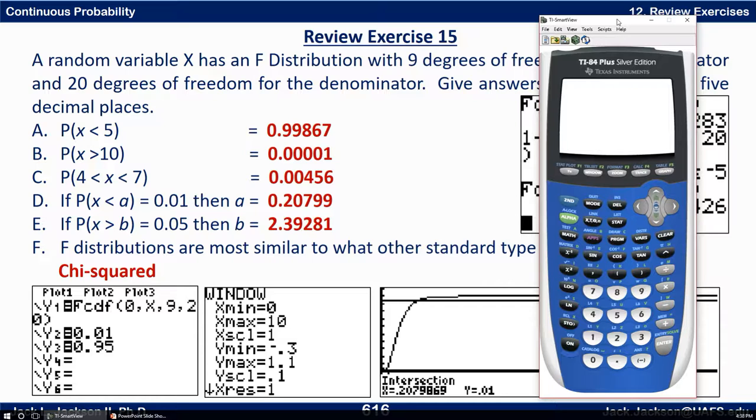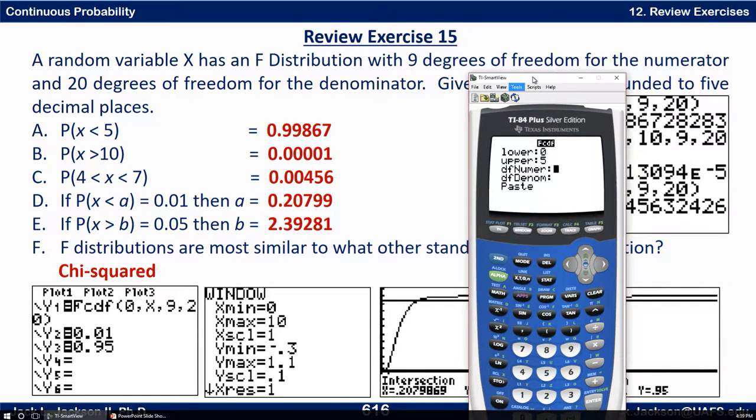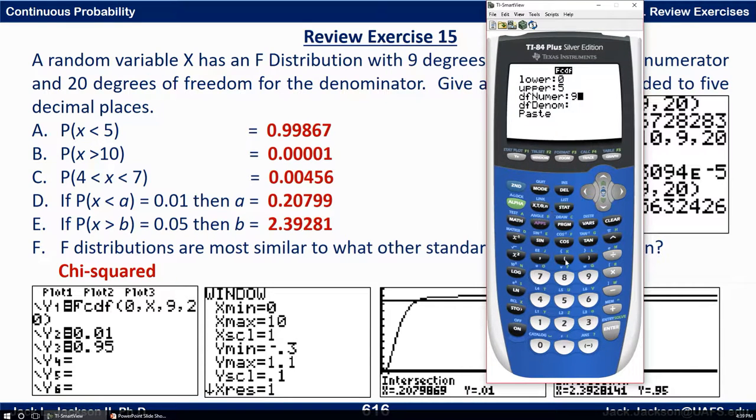Okay, so the probability that x is less than 5, probabilities can be found with the CDF. Now we're going to use an F distribution. F CDF, that's number 0 here. And so less than 5 is really going to start at 0, so 0 here up to 5. And it has two parameters that describe which F we're talking about. They're called degrees of freedom 1 and 2, or numerator and denominator. So the first one here for the numerator is 9, and the second one for the denominator is 20.